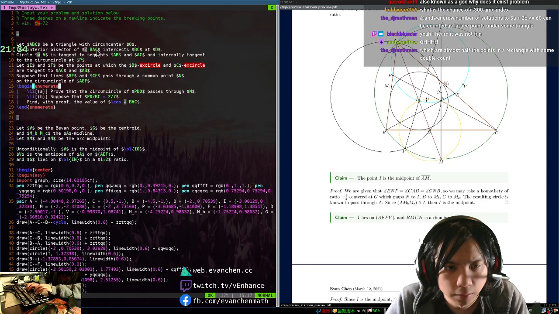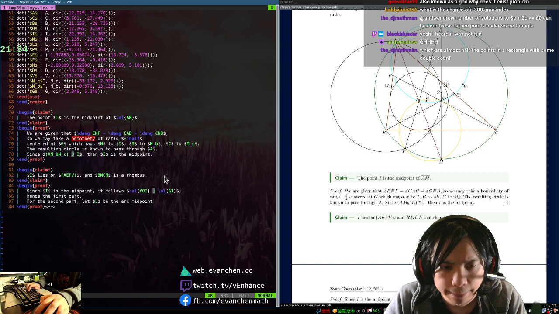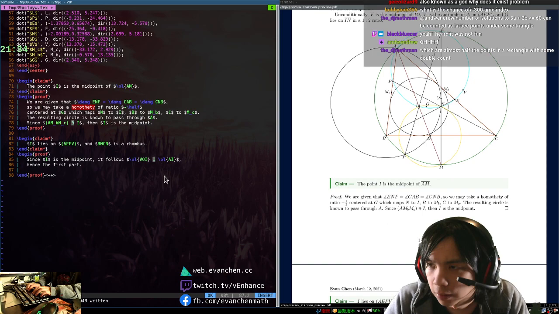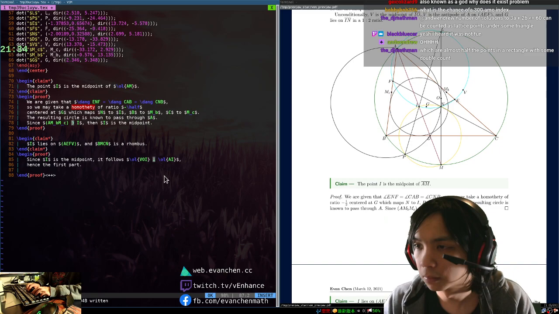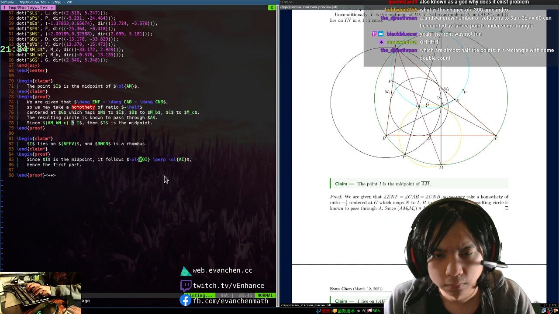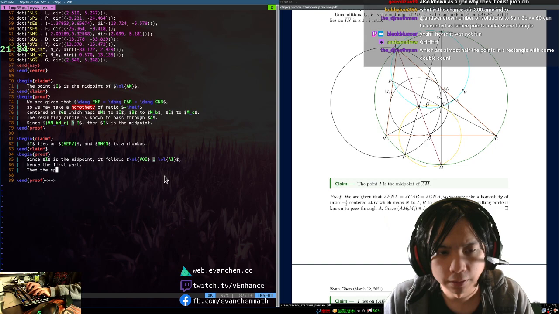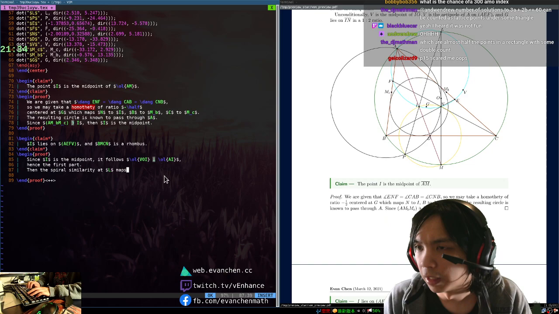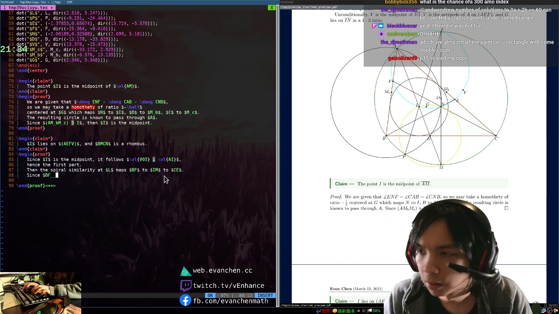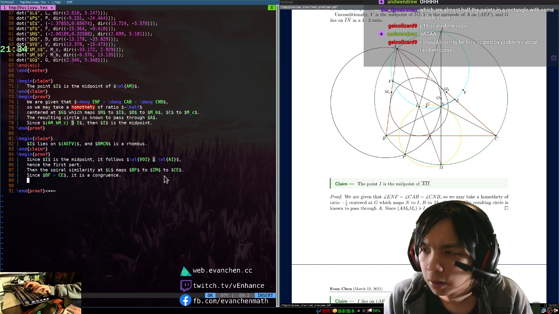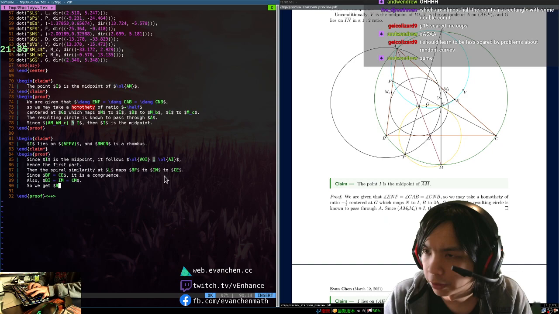M and N. Second one, I'll be the arc midpoint. Okay. For this one, and then the spiral similarity L maps BF to IM to CE. Since BF equals CE, this is a congruence. Also, BI equals IM equals CM. So we get BF equals CM.